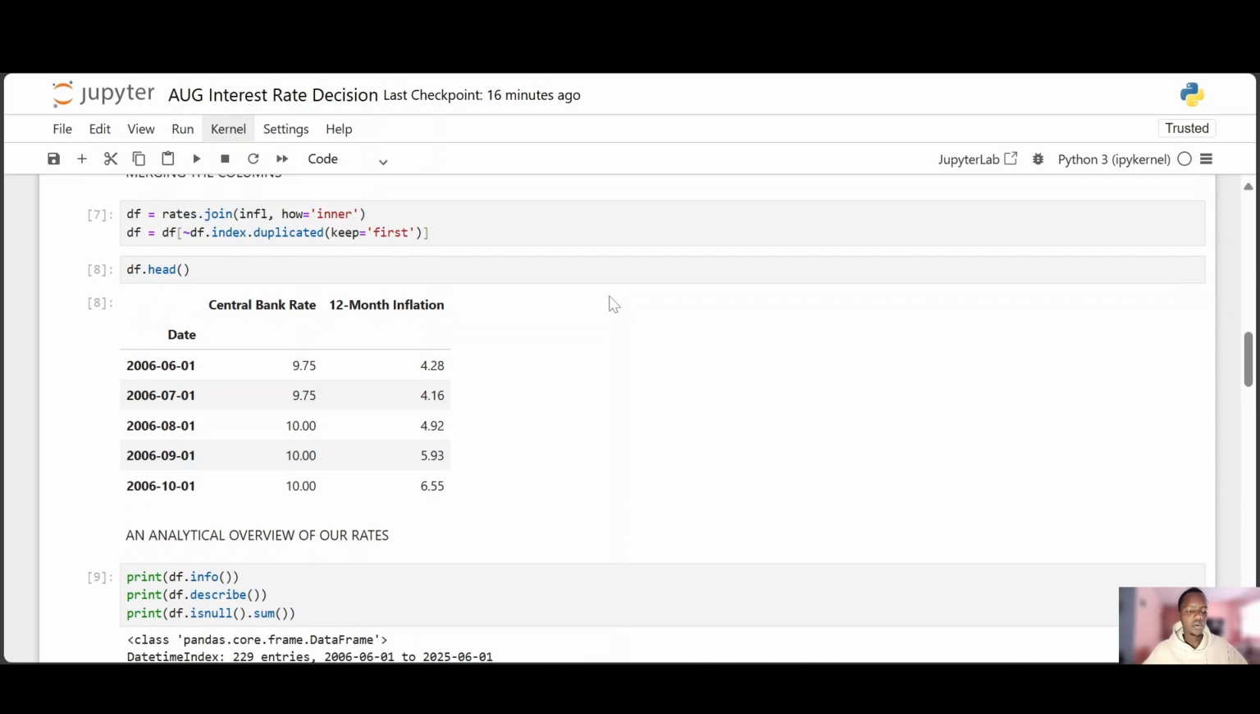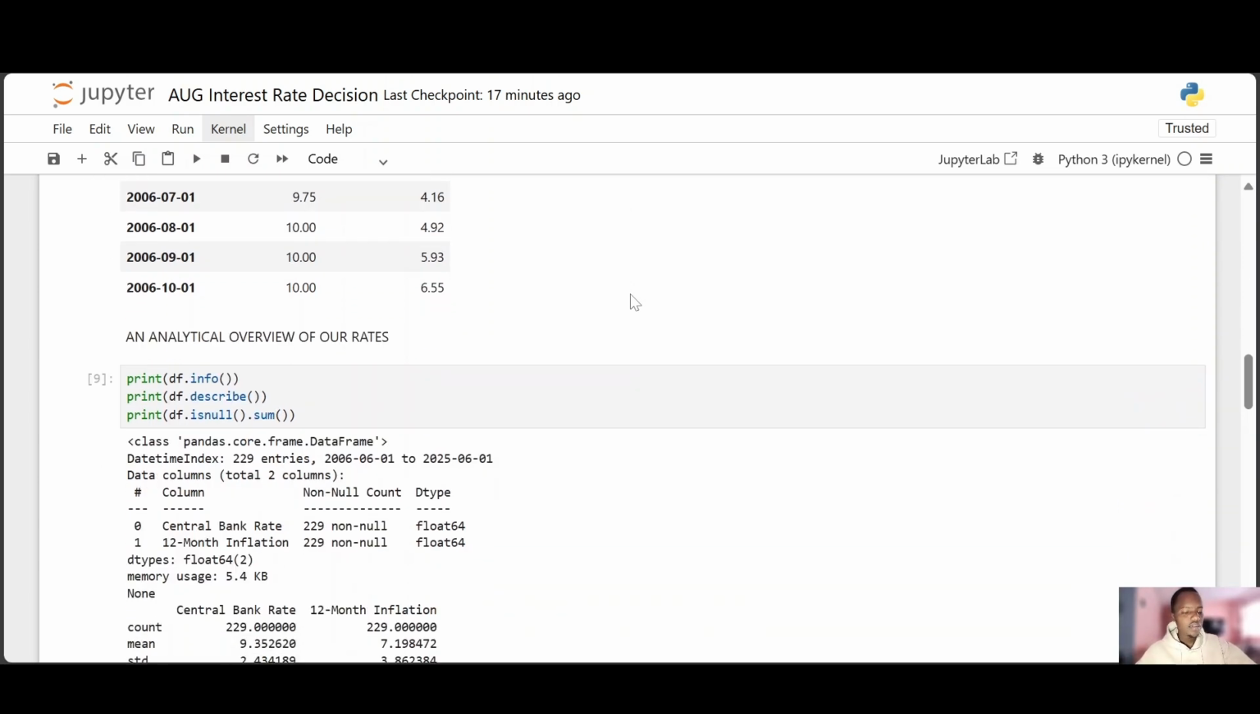And as you look at our new data frame, which is labeled as df, you look at the first 5 entries. We can see we have the date, we have the central bank rate, and then we have the 12-month inflation. And if you want, you can now confirm these against your original datasets. I did that, and yeah, they did match. I did not look at all of them, you just look at them at random. You can maybe pick the 7th, maybe the 10th, and so forth. You cannot look at all 228 with your eyes. It's kind of not realistic.